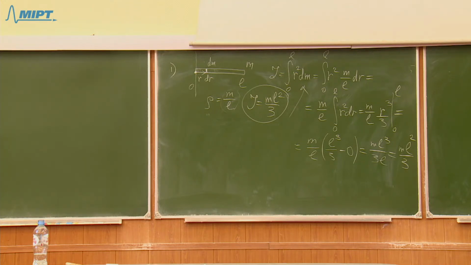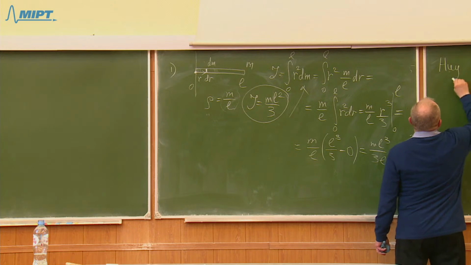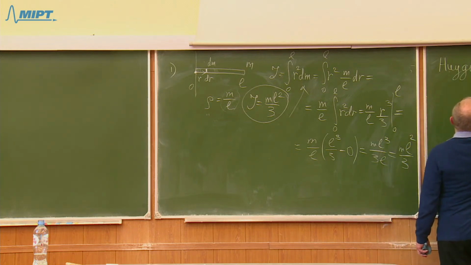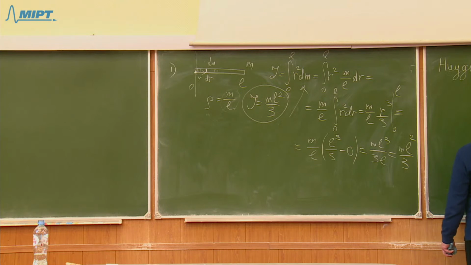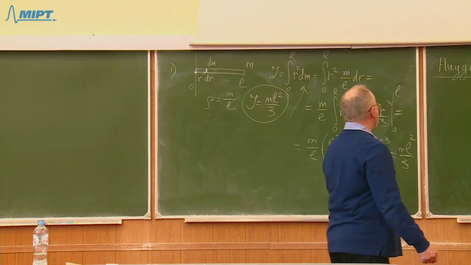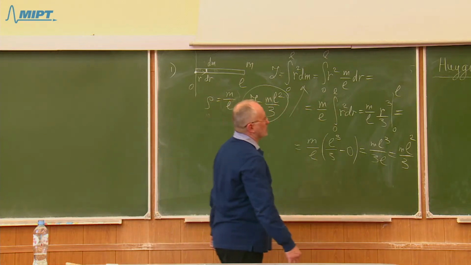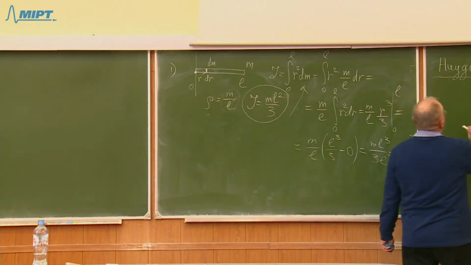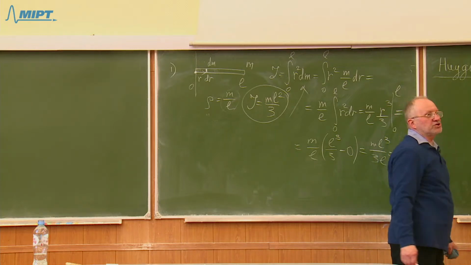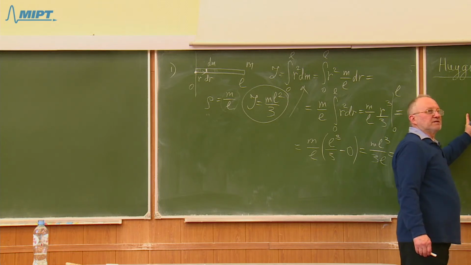Now it's the proper time to consider the Steiner's theorem, the Huygens-Steiner theorem, which allows one to calculate the moment of inertia with respect to an arbitrary axis if we know the moment of inertia about the axis which passes through the center of mass of the body.